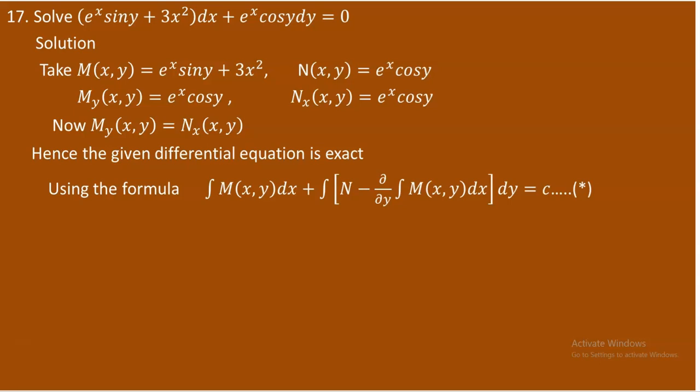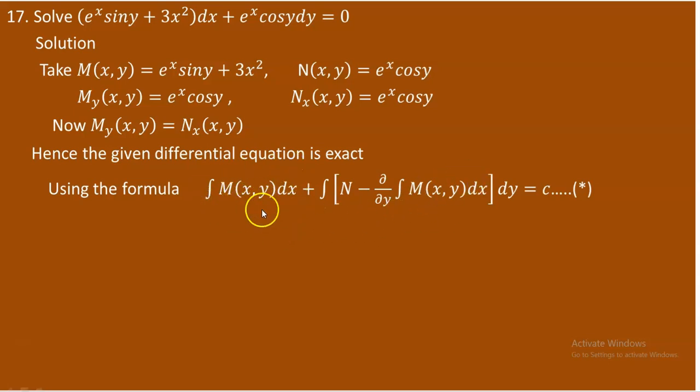Now we have the integral of M dx plus the integral of N minus the partial derivative with respect to y of the integral of M dx, dy, equals c. We know what M and N are. Here they are: M is here and N is here. So let's carry out the integral of this with respect to x, because it says integral of M dx. Mind you, students, this integral of M dx is repeated here. But here we need to take the partial derivative of the one we obtained with respect to y. So let's perform these two one by one.